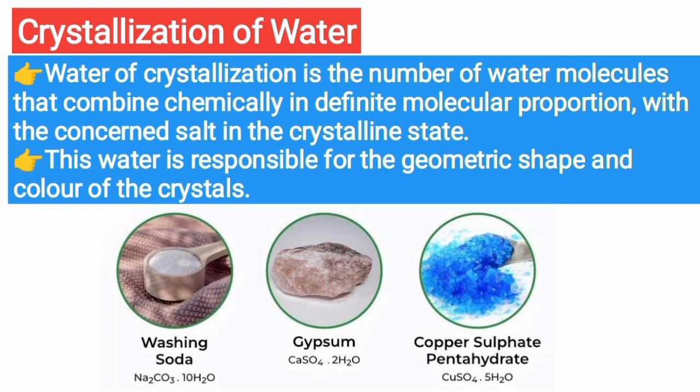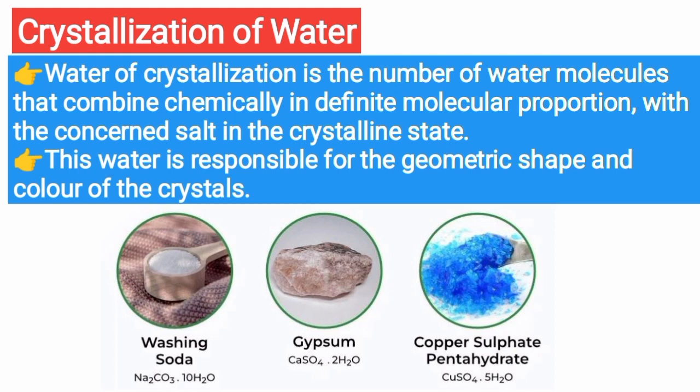Water of crystallization is the number of water molecules that combine chemically in definite molecular proportion with the concerned salt in the crystalline state. This water is responsible for the geometric shape and color of the crystals. Here are some examples of crystallization of salt. One is washing soda. Already previously we discussed Na2CO3 10H2O, sodium carbonate decahydrate. So Na2CO3 10H2O is called washing soda.